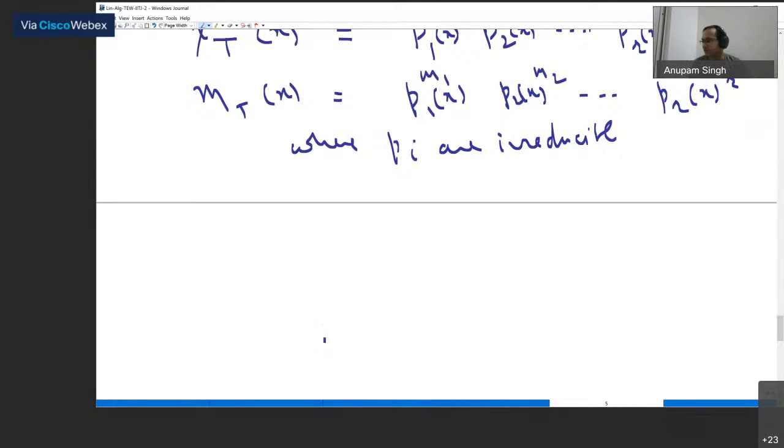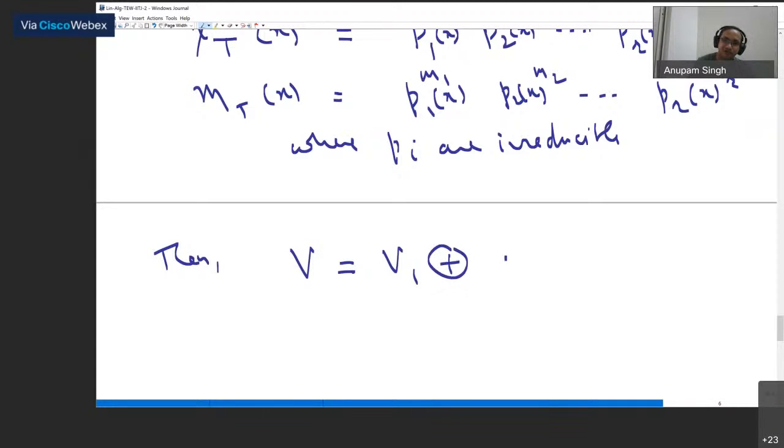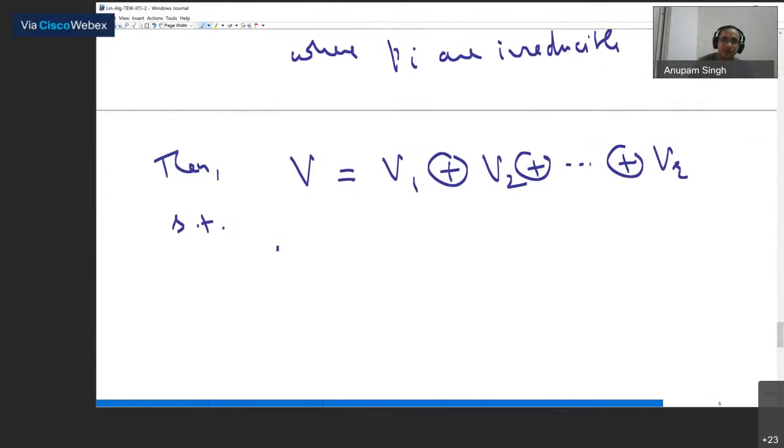So what is the statement? The statement says that we can write V as a direct sum of certain subspaces V1, V2, up to Vr, such that the following happens. Number one, T will map each of the subspaces to themselves. So they are invariant subspaces. These are T-invariant subspaces. This statement also means that Vi is T-invariant, right?